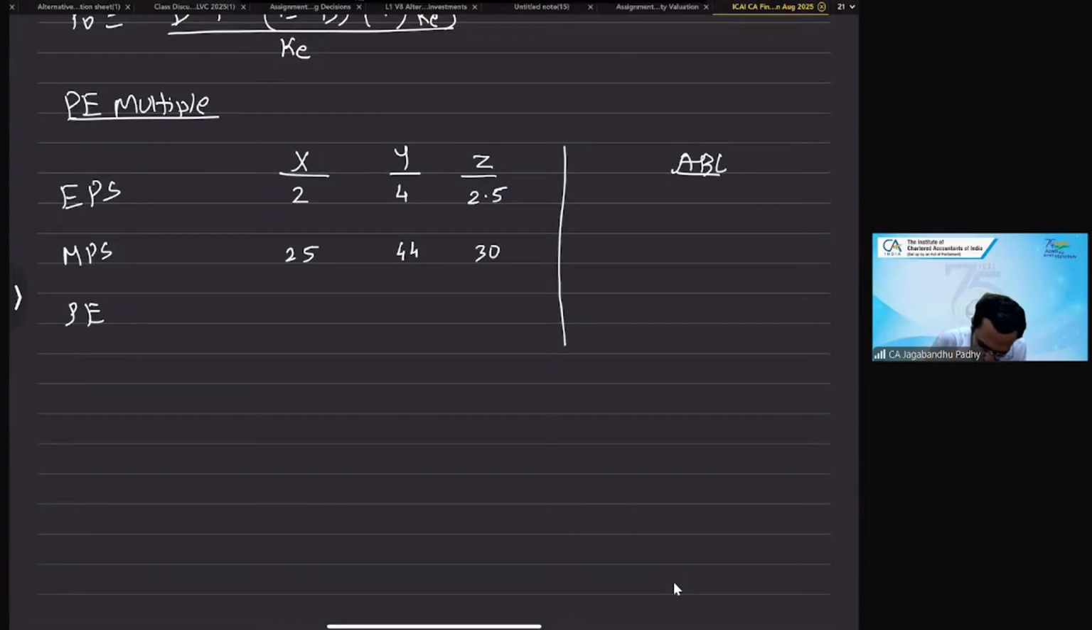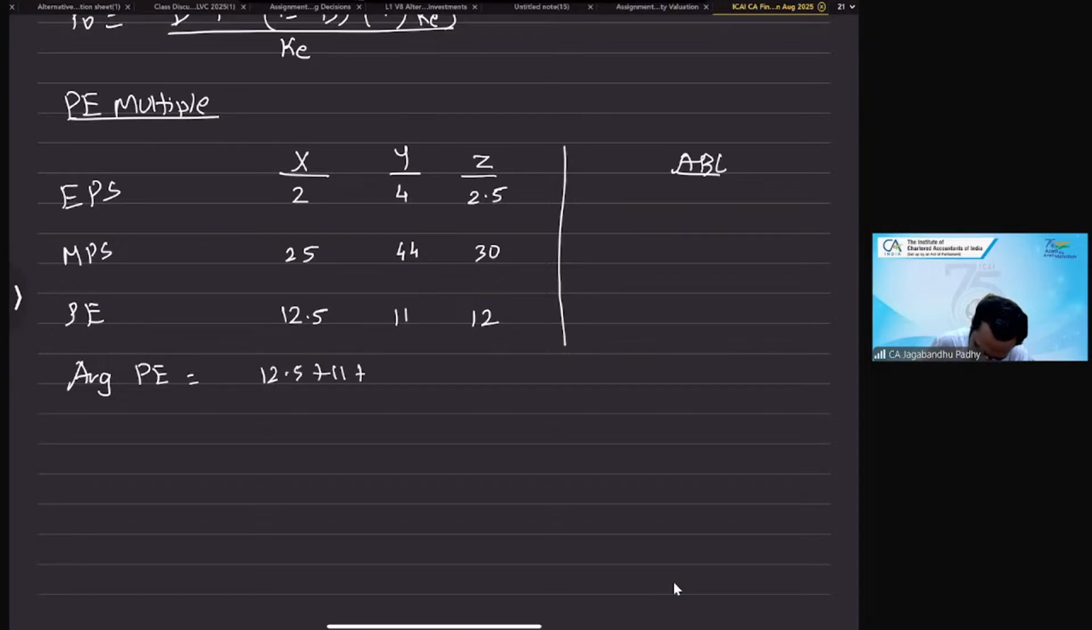Sir, EPS divided by MPS. So MPS divided by EPS, right? So 12.5 will be the PE for company X. For company Y, it is 11, and for company Z, it is 12. So if I ask you, what is the average PE multiple?